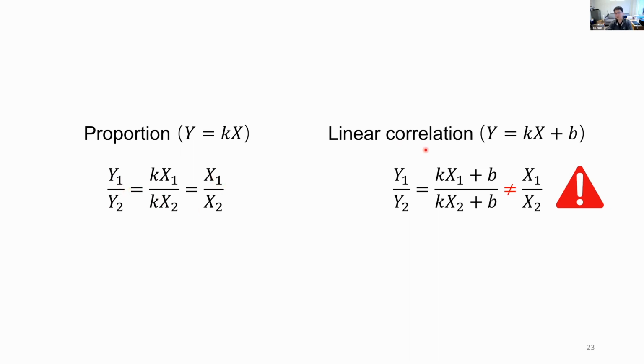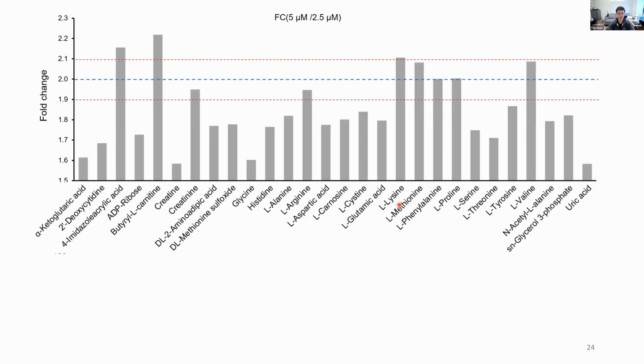But in metabolomics, we are most likely talking about linear correlation, y equals kx plus b. Because of the existence of b, your signal fold change will no longer equal the concentration fold change, especially when the b value has a large magnitude, either very positive or very negative. Then it will be very, very biased.